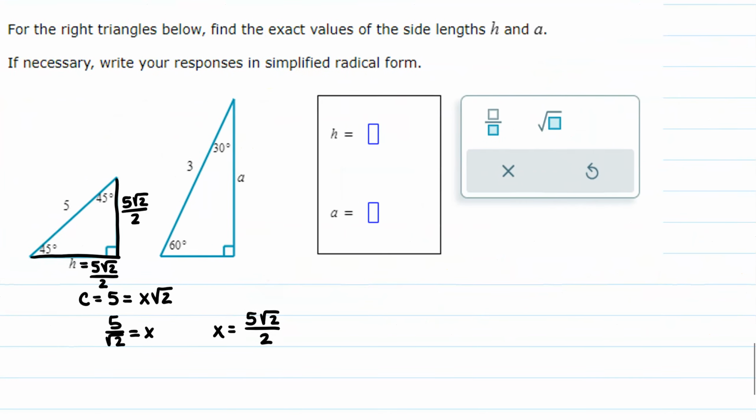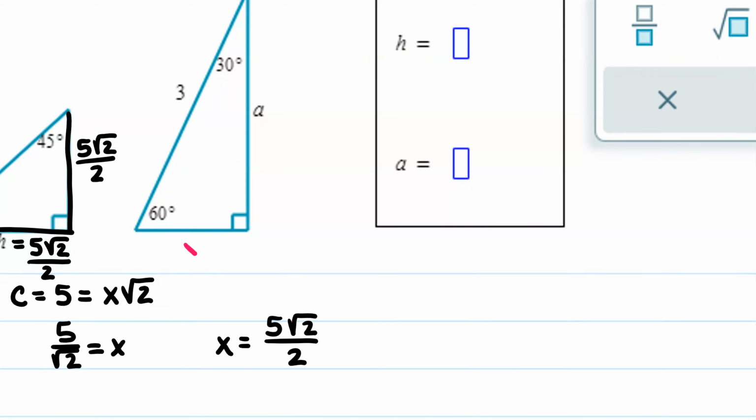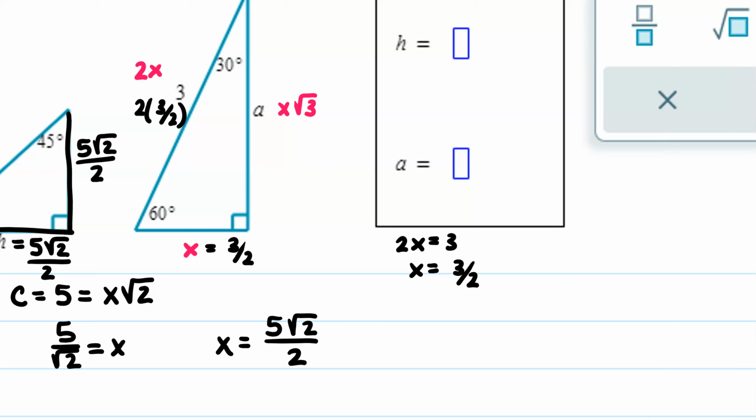So now let's apply that to a problem. Here, the short side, or the side that 30 opens up to, is x. The hypotenuse is 2x, and the long leg is x times the square root of 3. So from this problem, what do I know? I know that 2x has to equal 3, so x is 3 over 2. So this side will be 2 times 3 over 2, right, 2x. This guy will just be 3 over 2. And then this guy, the a side, x times the square root of 3 will be 3 over 2 square root of 3. So what is a? A is 3 square root 3 over 2.